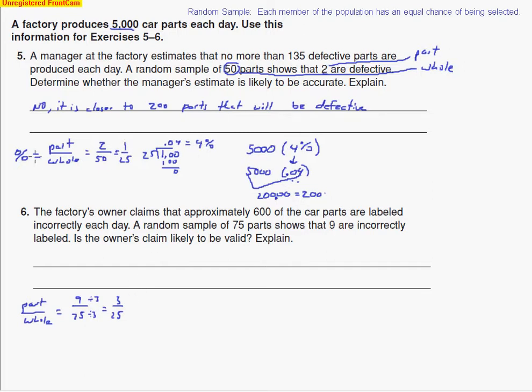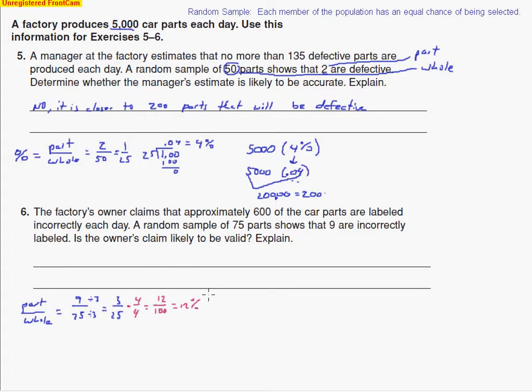And here's another way we could have done this rather than dividing. If you want to change it to a percent, we could make it a number over 100, because that's what a percent is, a number over 100. And if I multiply this by 4, 25 times 4 gives me 100. And on the top, 3 times 4 gives me 12. So this is the same as 12%. So 12% is my number.